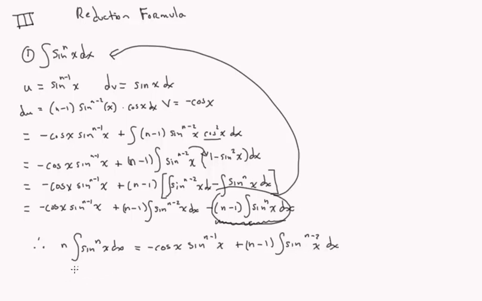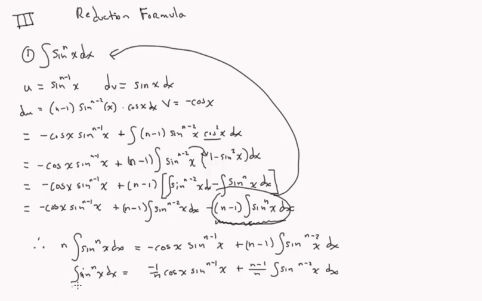Lastly, I'm going to divide out the n, so I have the integral of sine n of x dx equal to negative 1 over n cosine x sine n minus 1 power of x plus n minus 1 over n integral sine n minus 2 x dx. Wow, that's the whole goal of example 1, is to develop this formula.